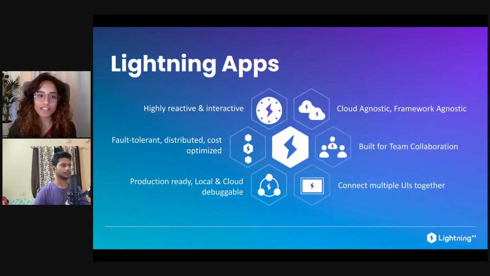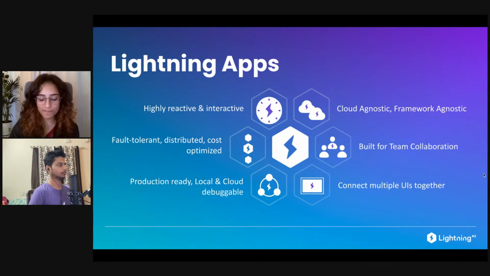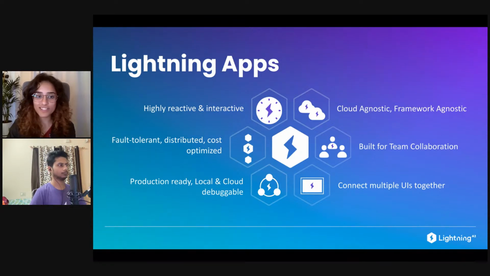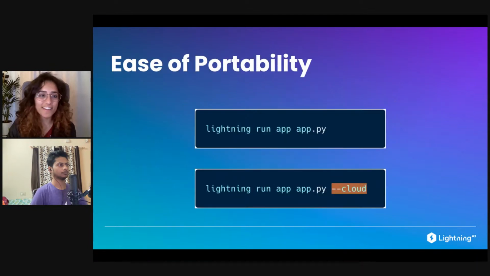So here are the benefits. It's highly reactive and interactive. It's cloud agnostic and framework agnostic. So you're not tied down to a particular vendor. You don't have to deal with vendor lock-in, which is great. Built for team collaboration, so you can have cross-functional teams all working on the same machine learning solution together, connect multiple UIs together for your solution. It's production ready, local and cloud debuggable, and lastly, it's fault tolerant, distributed, and cost optimized. So we've made quite a few interesting changes now with the pricing as well. I think you'll be excited to try it out.